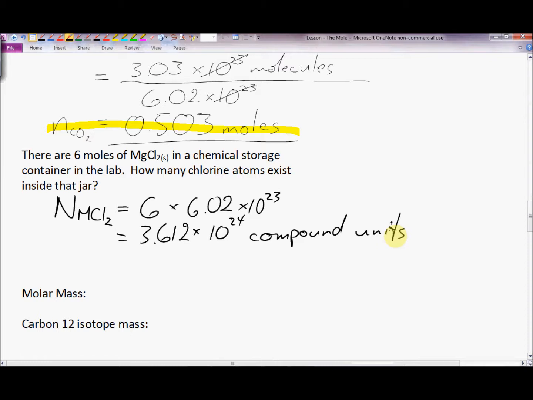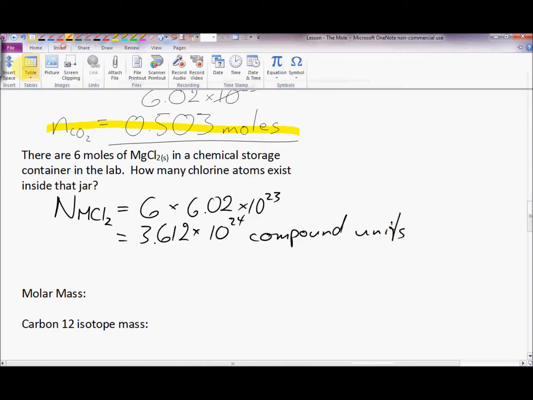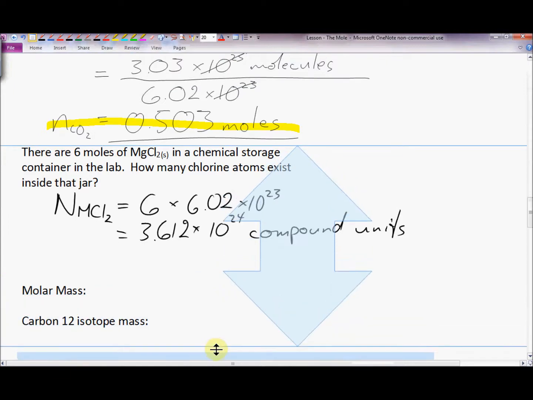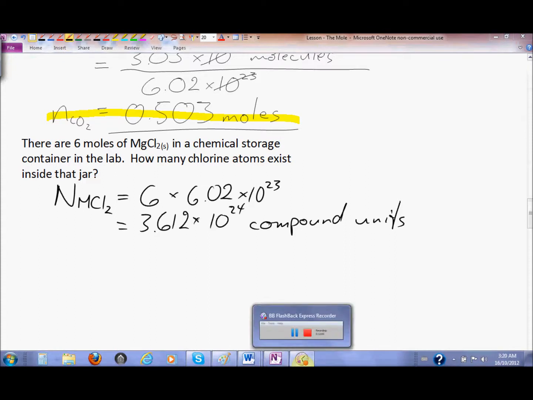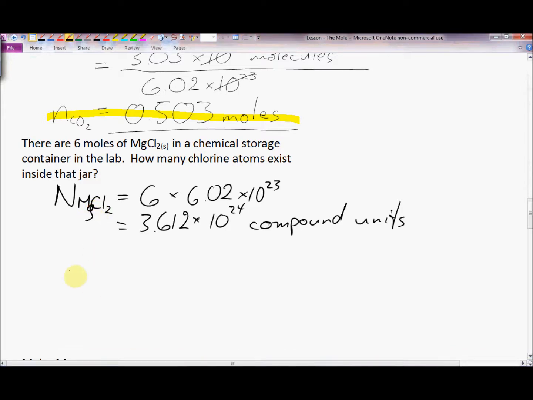Give myself a little more space here. Okay, so we have compound units. With magnesium chloride, for every compound unit, we have 1 magnesium atom and we have 2 chlorine atoms. So how many chlorine atoms exist inside that jar?